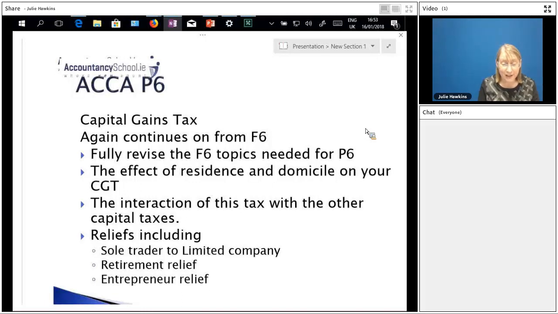Also, we have some major reliefs in capital gains tax, reliefs for sole traders transferring their businesses to limited companies, retirement relief, which is a major relief in capital gains tax, and also entrepreneur relief, which again is a major relief in capital gains tax.